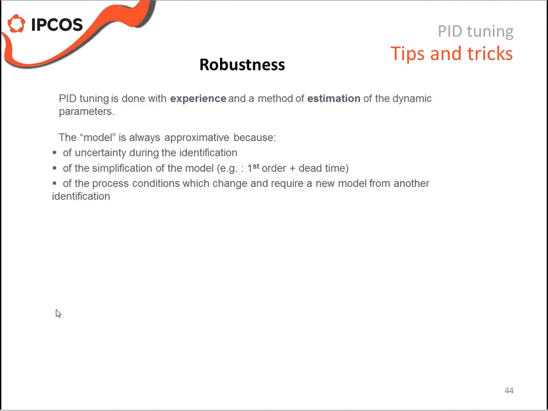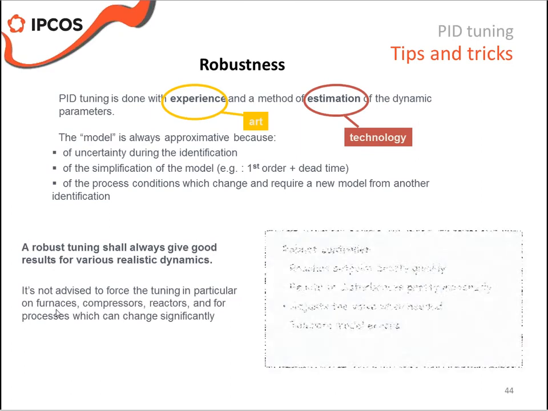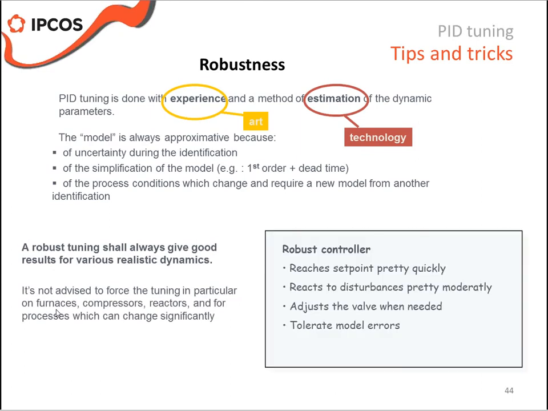Now, robustness is an extremely important aspect of PID tuning, and sometimes people tune based on experience and estimation, and really what we want to do is to tune controllers robustly based on knowledge of that particular part of the process. You want to make sure that tuning is such that it reaches the set point quickly, it rejects disturbances, adjusts the valve when needed, and really can tolerate model errors.